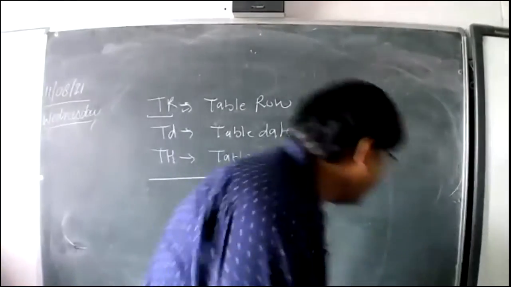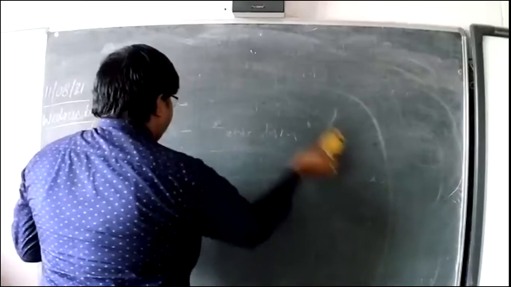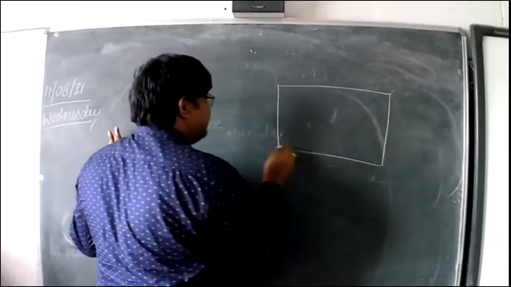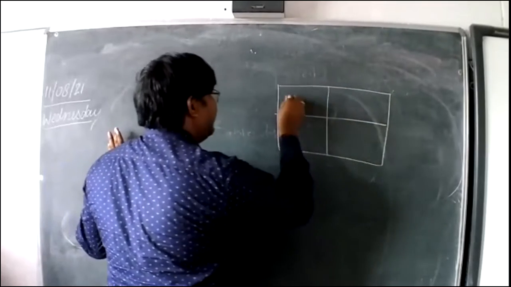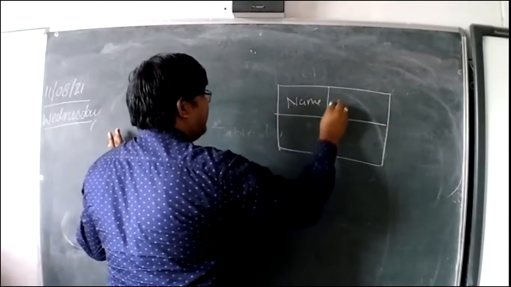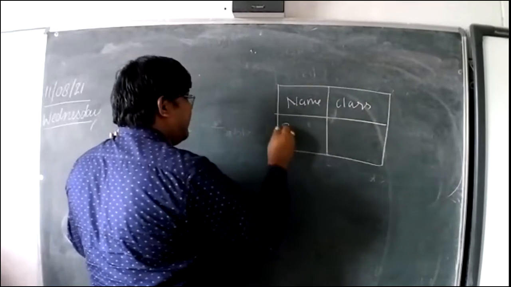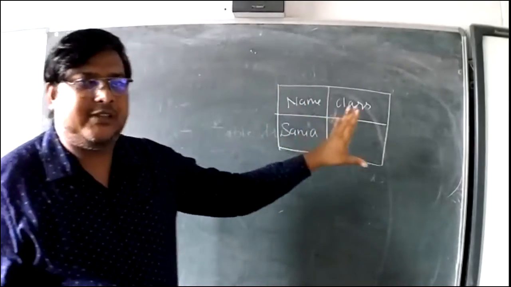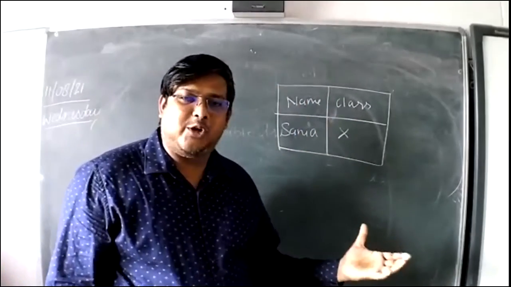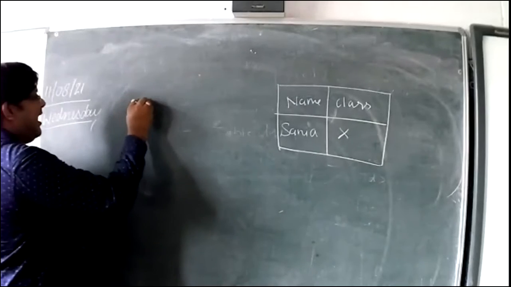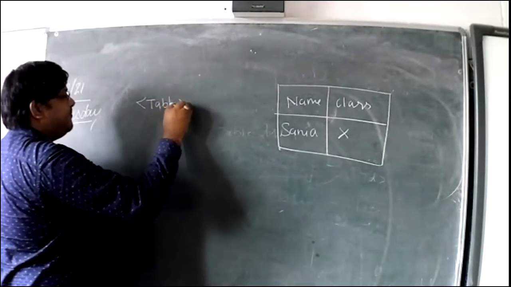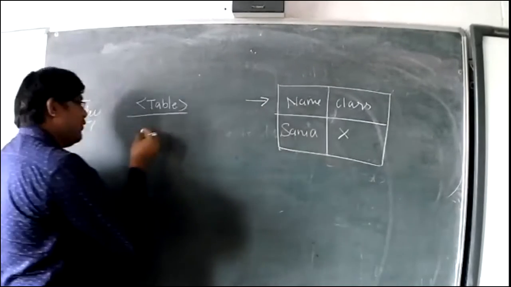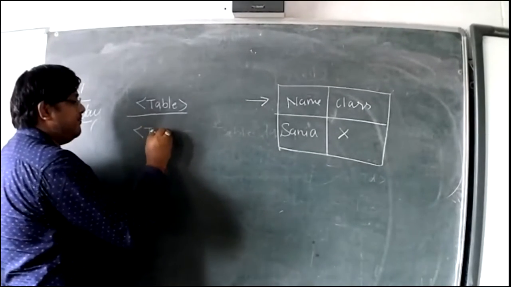Now look, the full forms are clear. Now, if we have one table in which there are only two columns, name and class. The name is Sania and the class is health. If I have to show all of this information, how will we write the code? We all know that first of all, I will open the table tag. Then after, I will go for this row. So for row creation, I have to use the tr.